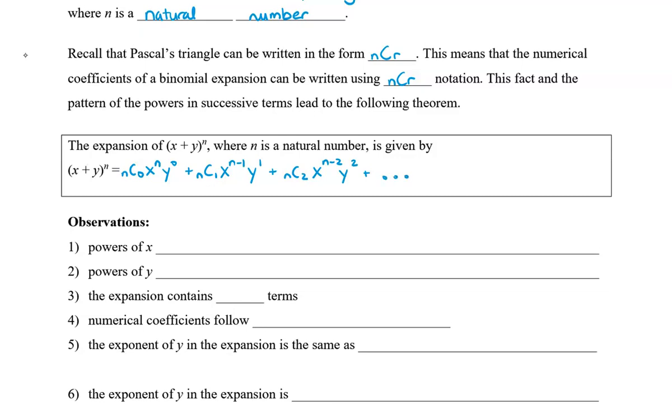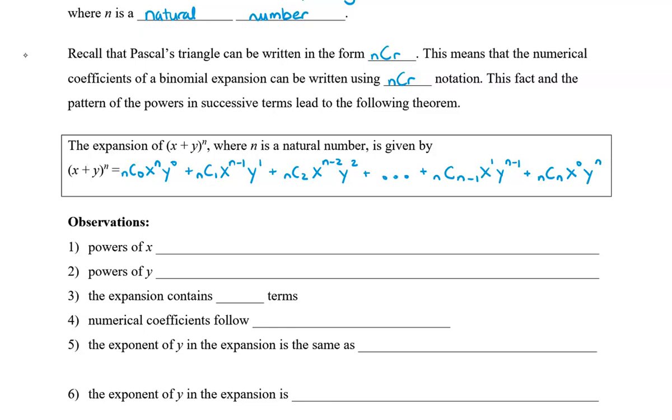So this keeps going. The second to last term will be nC(n minus 1), x to the power of 1, y to the power of n minus 1. And then the very last term will be nCn, x to the 0 now, and then y to the power of n.